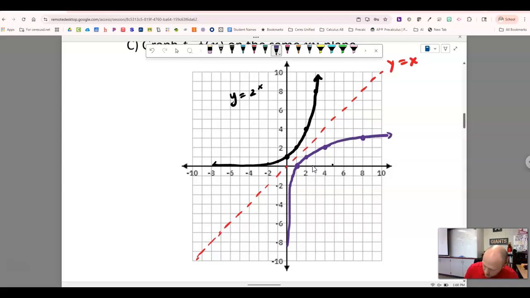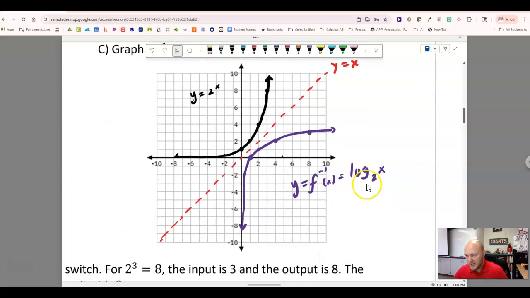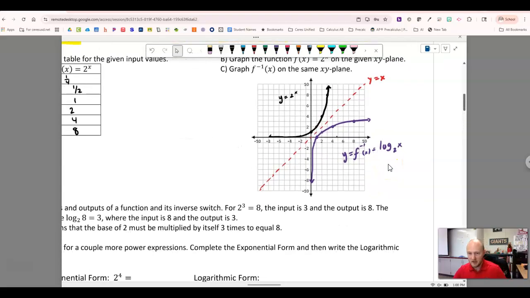And there is a logarithm. So this is the inverse, f inverse of x, which is a logarithm. And this is actually what we call log base 2. And so the base has to do with whatever base the inverse is. So since this was 2 to the x, this is log base 2.